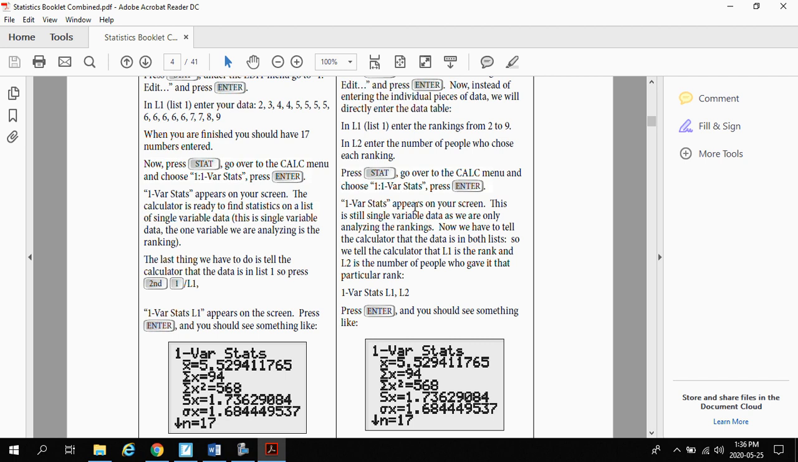So play around with it, try putting those in, and then press Calculate at the bottom until you get to this 1-Var Stats part. And again, it should look the same as your method one. So that same number for the mean, x with the bar over top, giving us the mean of our data points being 5.52.